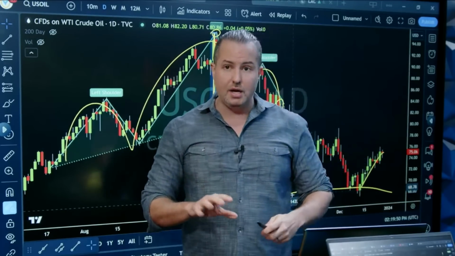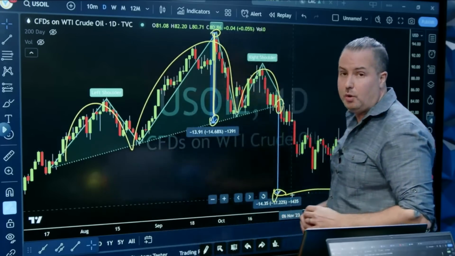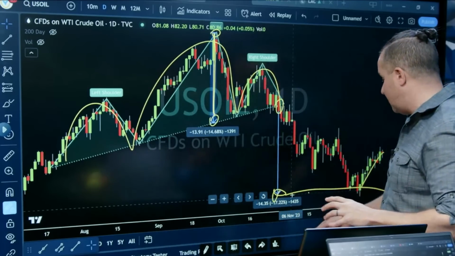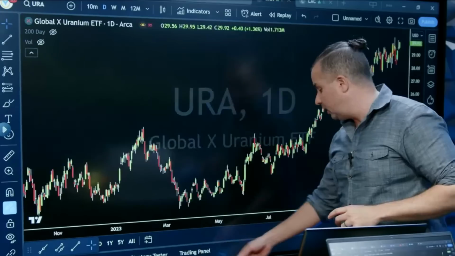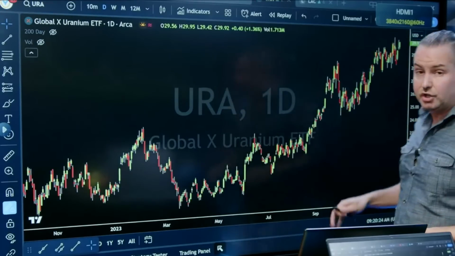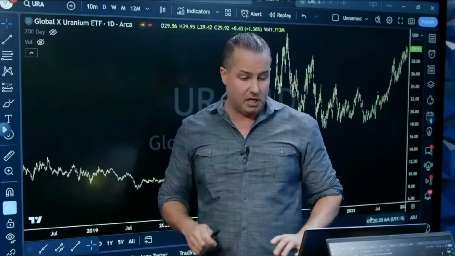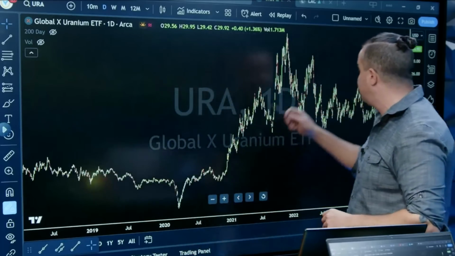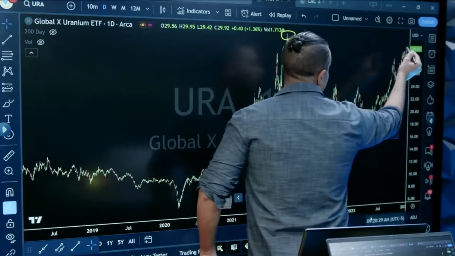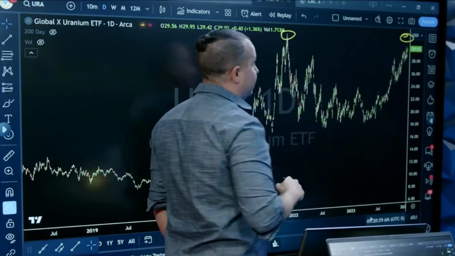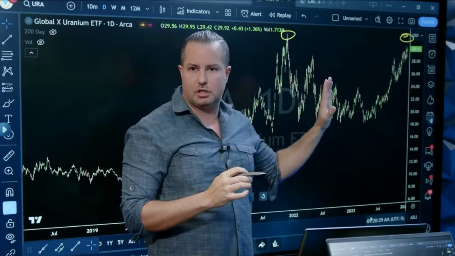All right, URA, which is uranium. Quickly looking at URA, then I want to look at lithium a little bit. Uranium has had an amazing move. I actually still think there's more upside here on uranium, not a whole lot, but be careful. You're getting towards a double top right here, and I think we're heading right up into that, and it makes sense. I think we even pierced the double top a little bit.